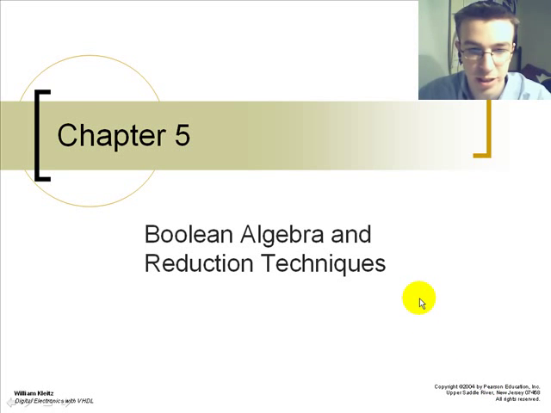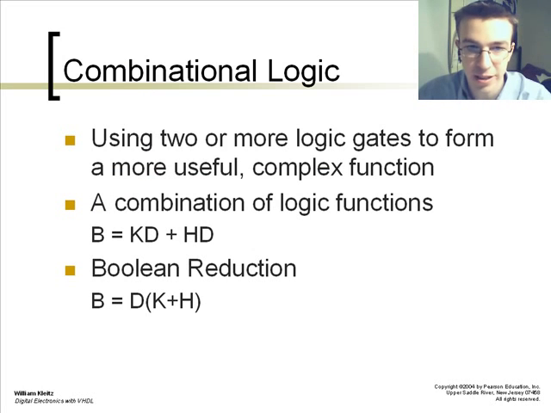This section will detail Boolean algebra and the various reduction techniques for Boolean algebra. We'll start off by defining what combinational logic really is. Combinational logic uses two or more logic gates to form a more useful complex function. An example of this is a combination of logic functions with our example. We have B equals KD plus HD. We can reduce that to B equals D times (K plus H).